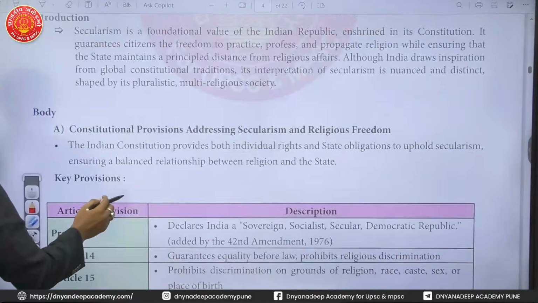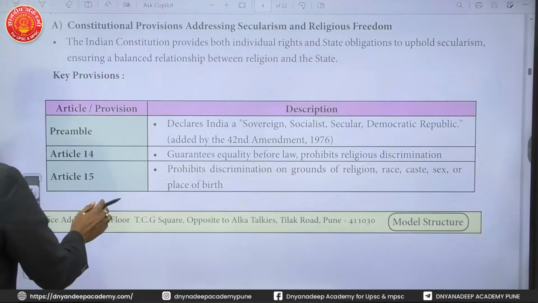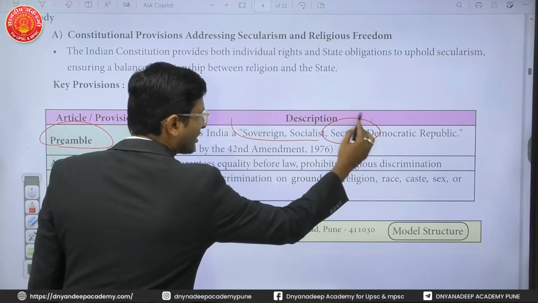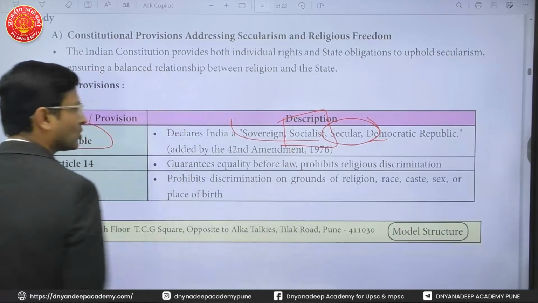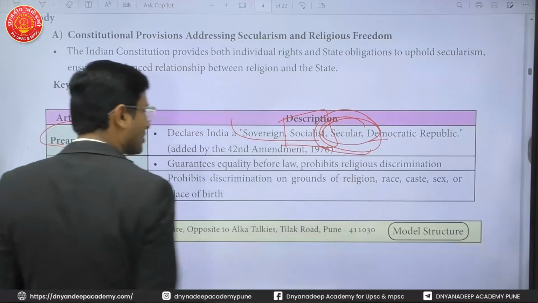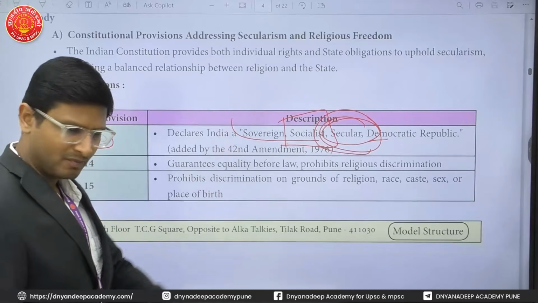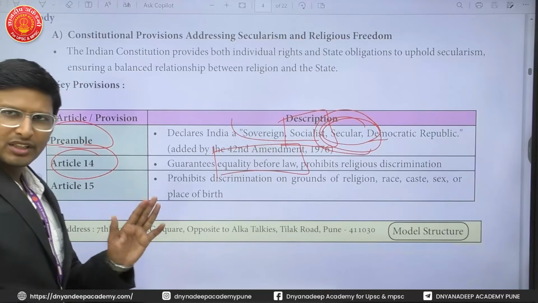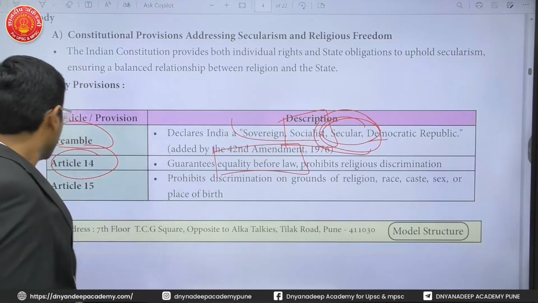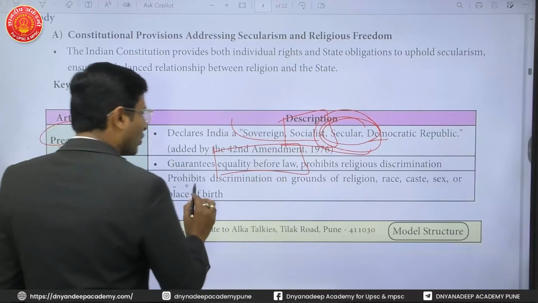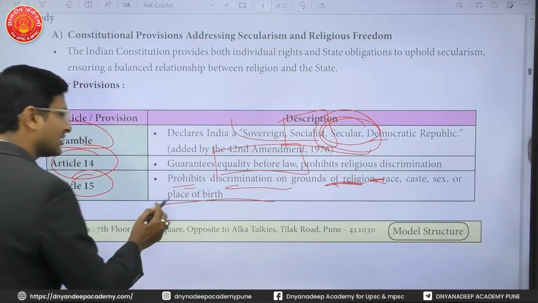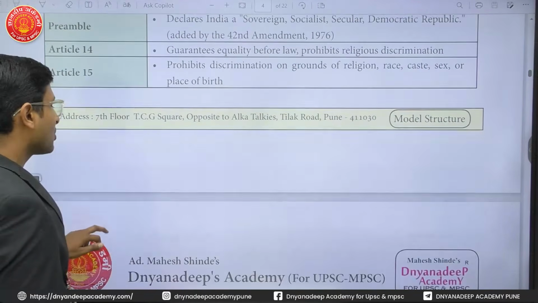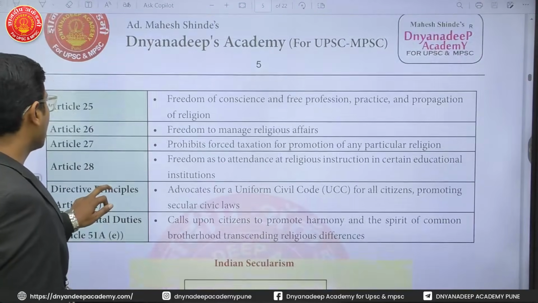So first we will talk about the different constitutional provisions that talk about secularism and religious freedom. Here in the Preamble we talk about a sovereign, socialist, secular, democratic republic. The word secular is used only in the Preamble of the Indian Constitution, the first page. Article 14 also talks about the right to equality. We are not discriminating against any person, not even on religious grounds. Then Article 15 prohibits discrimination on the grounds of religion, race, caste, sex and place of birth. So it also talks about not discriminating against any person based on religion. So religious freedom and secularism we are following.